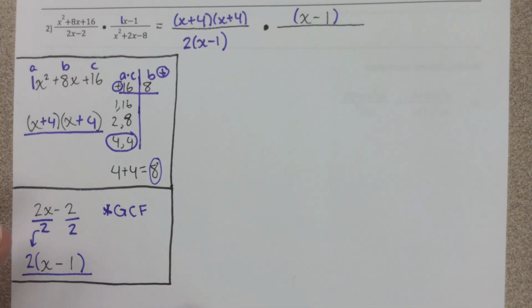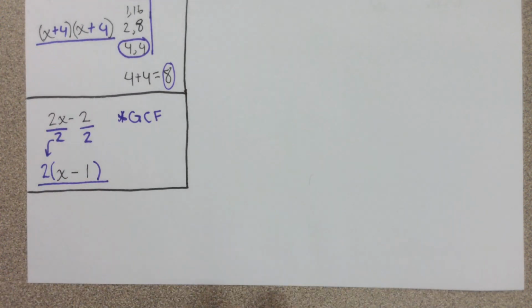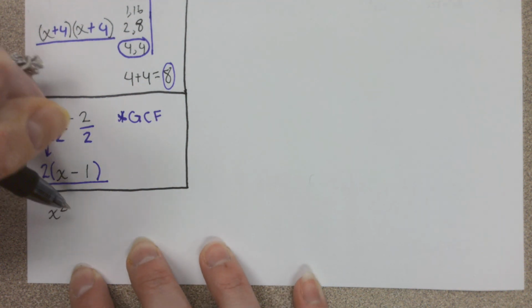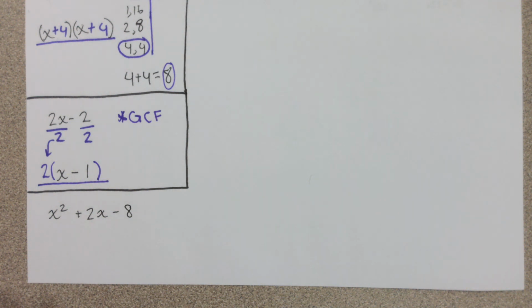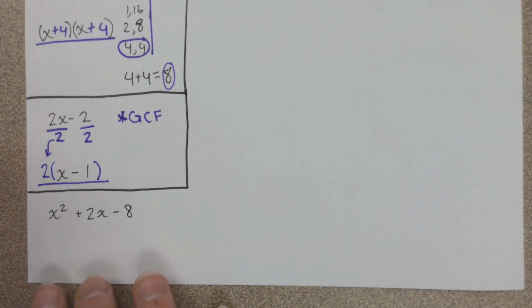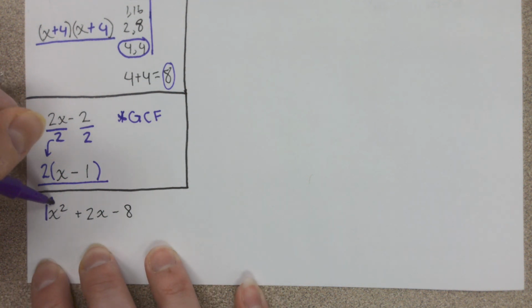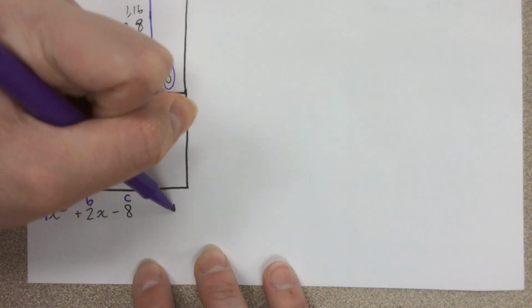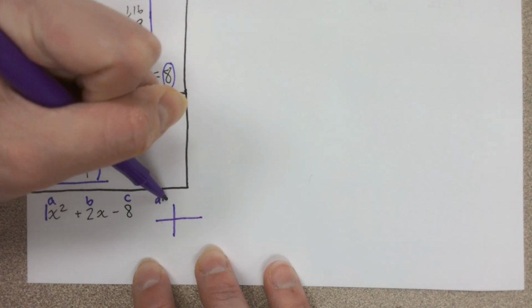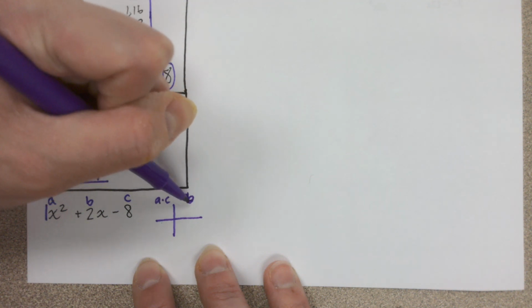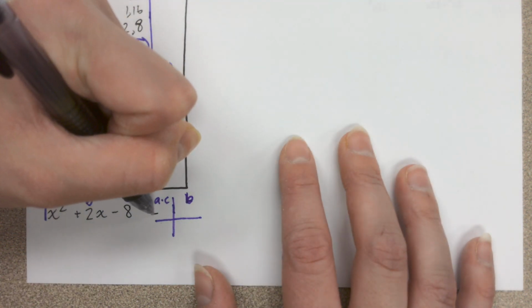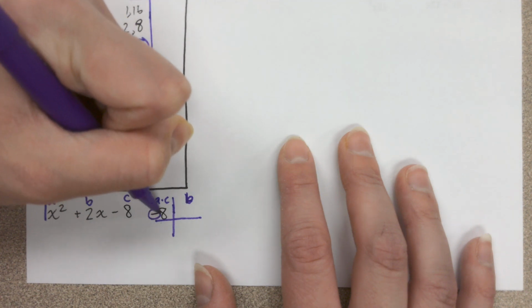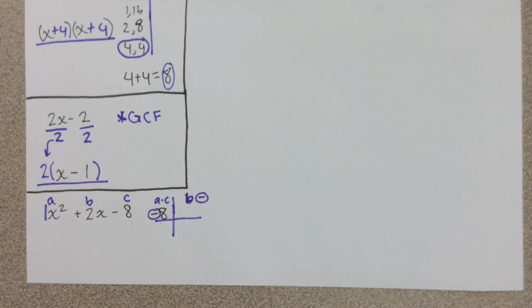And lastly, we have x squared plus 2x minus 8. Factor that below. Check for a GCF. We don't have one. The front number is 1. So we'll use the ACB chart. A times C on the left, B on the right. A times C is 1 times negative 8, so negative 8. Since it's negative, we are subtracting on this problem. And B is 2, positive 2.